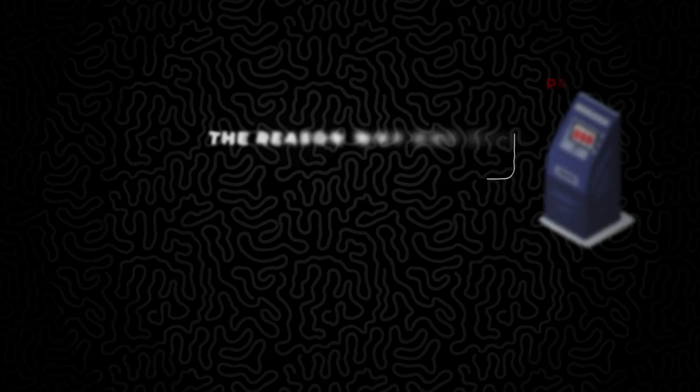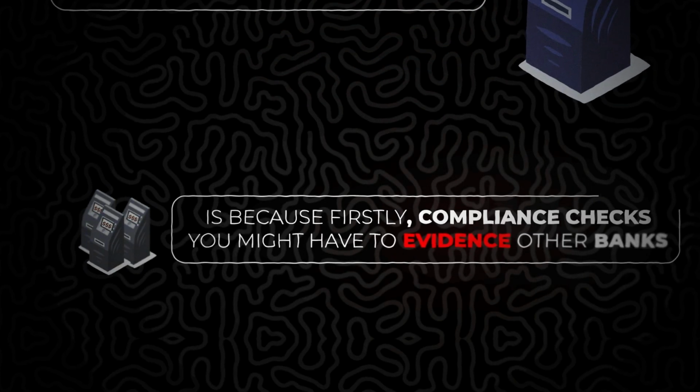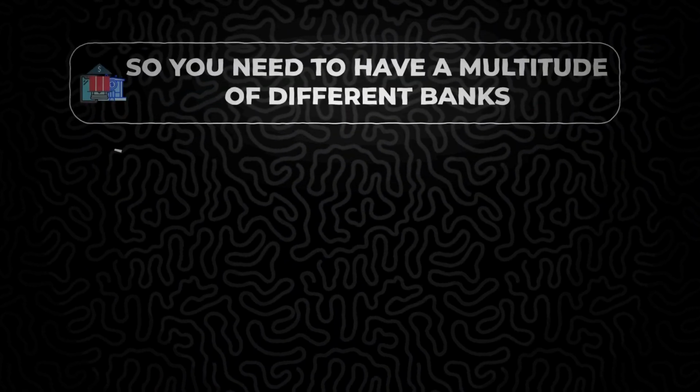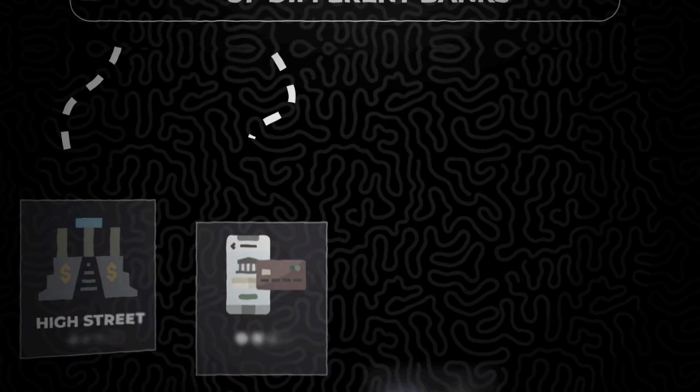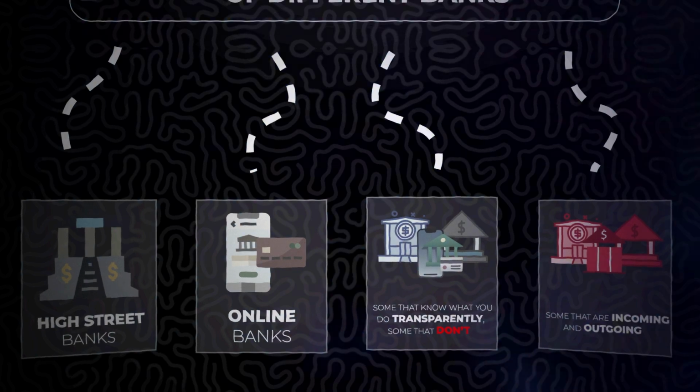Another typical issue is the reliance on one bank. The reason why one bank is going to be a problem is because firstly, for compliance checks, you might have to evidence other banks and other proof of trading. But secondly, what happens if that bank goes down? What happens if they freeze it? What happens if they ask you questions and, even if it is just temporarily, freeze the account, you don't have a means of trading. So you need to have a multitude of different banks, preferably some high street, some online, some that know what you do transparently, some that don't, some that are incoming and outgoing. We'll talk about that later in the video. You need to have a multitude of banks essentially.